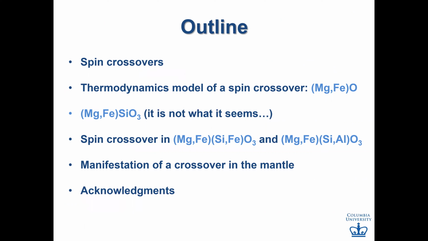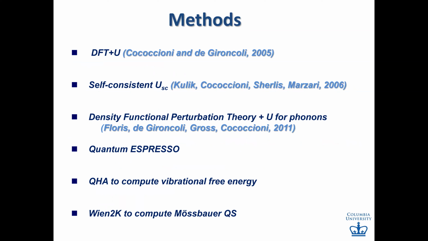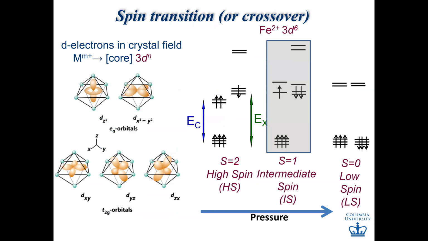I will cover the thermodynamics of a spin crossover in ferropericlase, what's going on with ferrous iron in bridgmanite, and then spin crossover in ferric iron in bridgmanite, and ferric iron and aluminum. How does this phenomenon manifest in the lower mantle? So the method is important. We have used DFT plus U from the very beginning, initially non-self-consistently, but today self-consistently. Phonons for quasi-harmonic thermodynamics were also computed with DFT plus U, and we also used WIEN2k, an all-electron method, to compute Mössbauer quadrupole splitting of these types of iron.